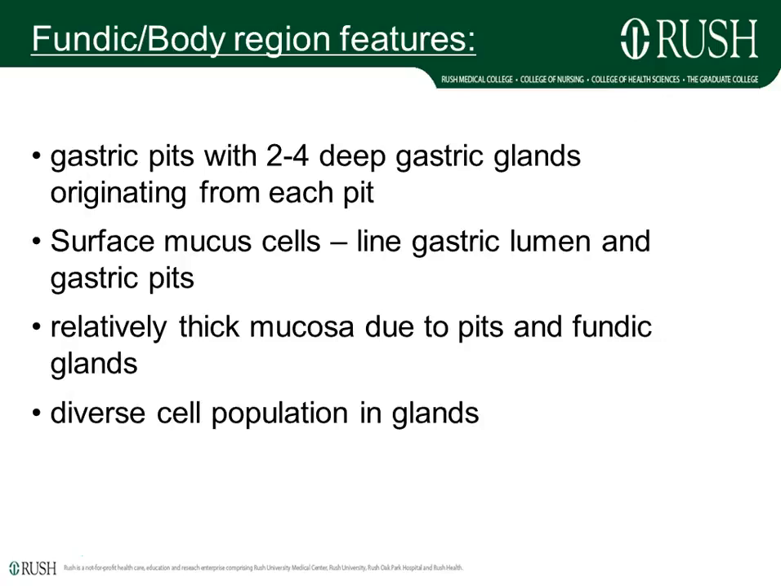Now, as you move into the fundus and body regions of the stomach, the gastric glands change. The gastric pits become quite deep, and they have 2 to 4 deep gastric glands originating from each of the gastric pits. The surface mucus cells line the surface of the stomach as well as the gastric pits. And there's a very thick mucosal layer because the pits and the fundic glands are quite extensive. They also have a very diverse cell population, which we're going to look at.